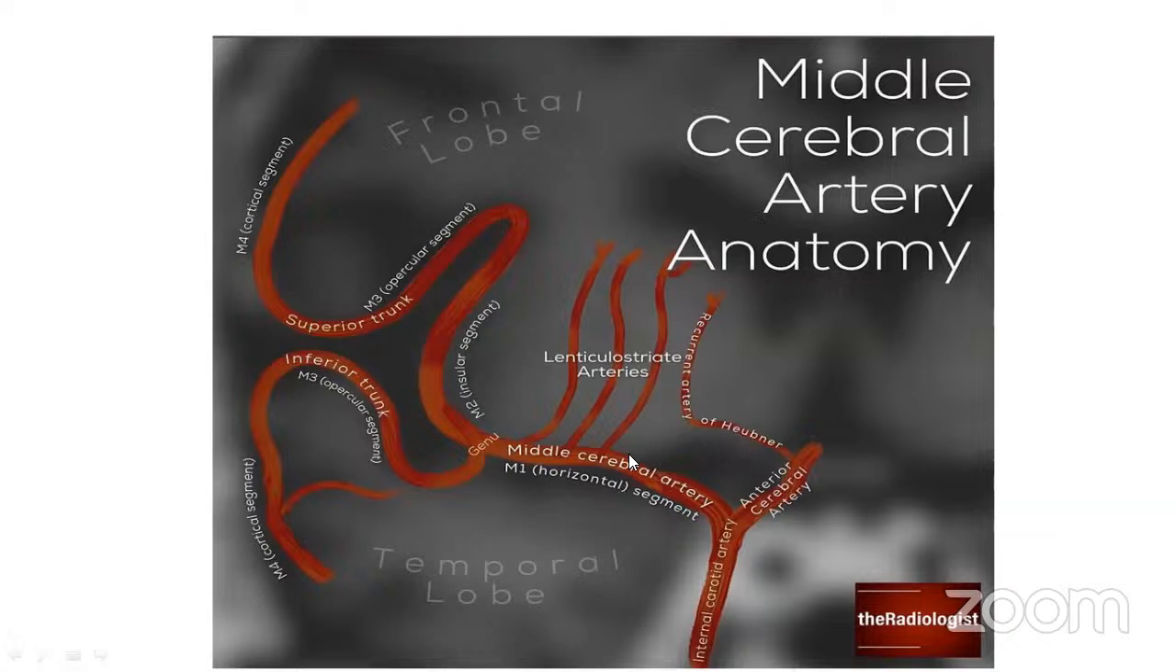An important landmark here is that just before the bifurcation, in most cases, a few very important branches arise from the M1, or horizontal segment, of the MCA. They are called the lenticulostriate arteries, which pass anteriorly to be distributed via the anterior perforated substance into the deep gray matter core of the brain.